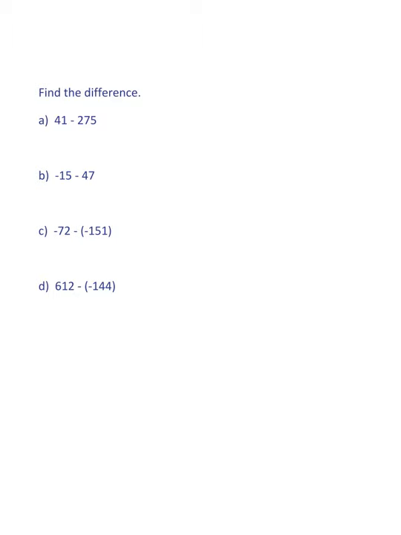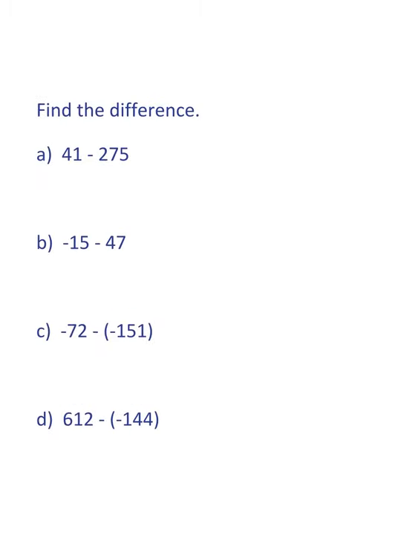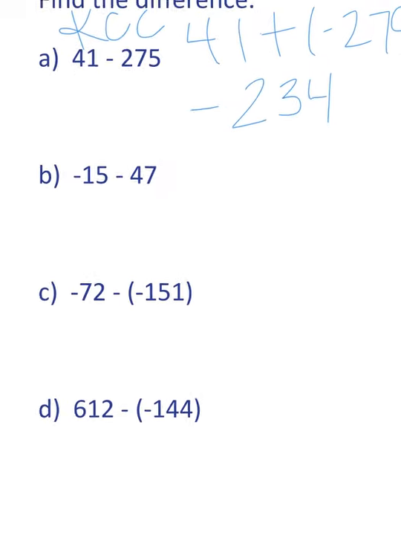For A, we have 41 minus 275. We know that 41 stays the same because we keep it. We change. So we change minus to plus, and we change positive 275 to negative 275. We know that our answer will be negative because 275 is larger, and we get negative 234.